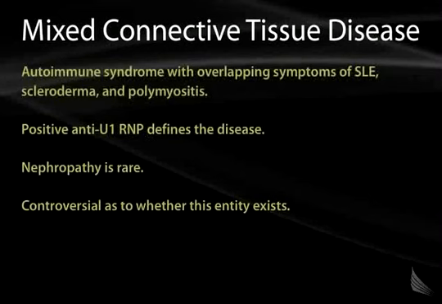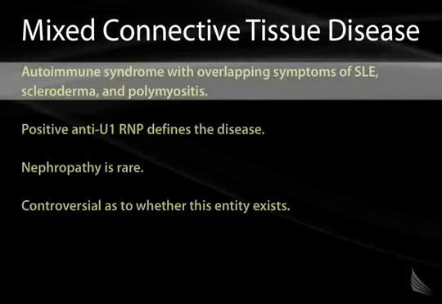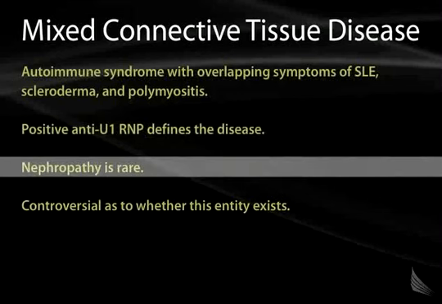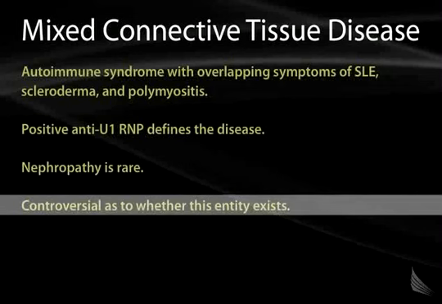The mixed connective tissue disease is an autoimmune syndrome with overlapping symptoms of lupus, scleroderma, and polymyositis, and is defined by a positive anti-U1 ribonucleoprotein. Nephropathy in mixed connective tissue disease is rare, and there is much debate in the rheumatologic literature as to whether or not this is a unique entity or is a subtype of some of the other different types of vasculitis or collagen vascular diseases.